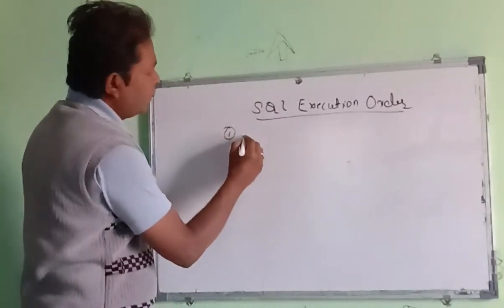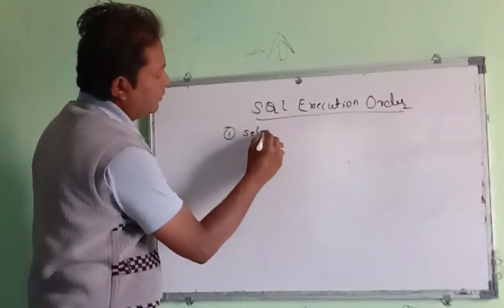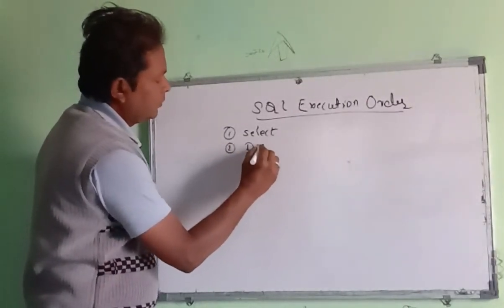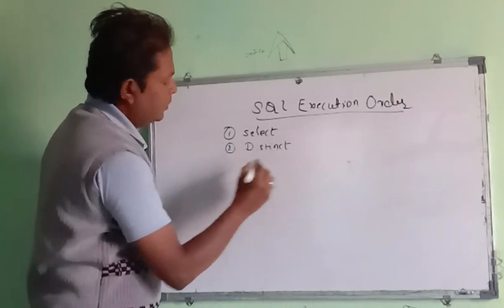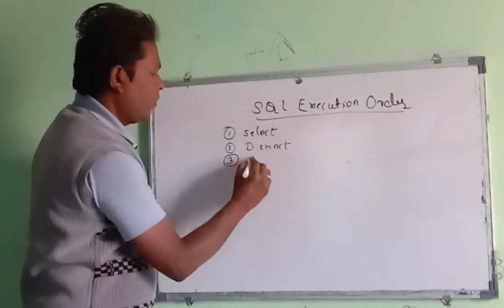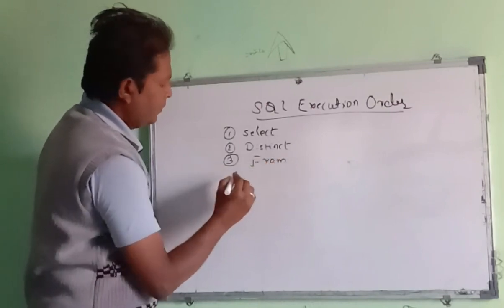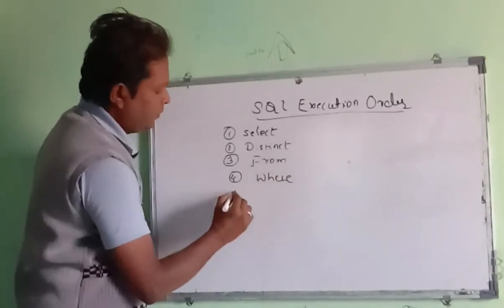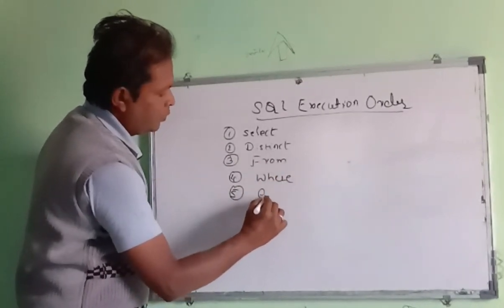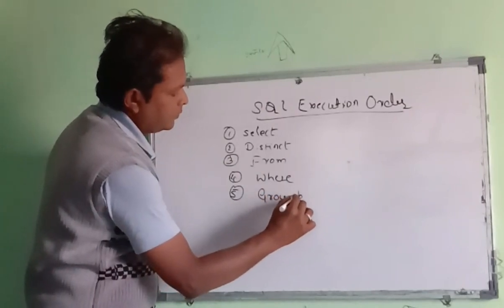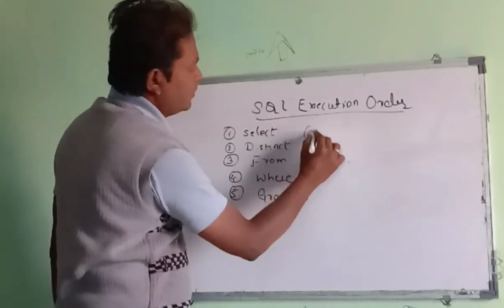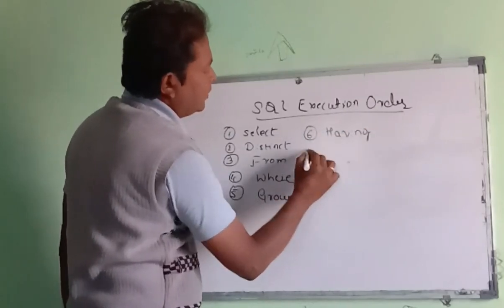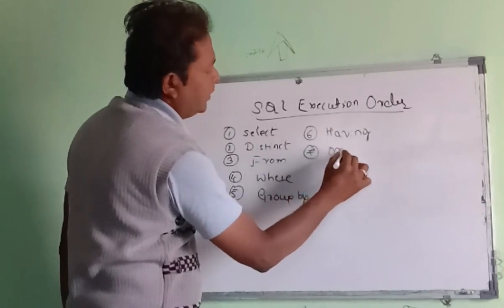So first one is select, then distinct, then third one is from, then fourth one is where, fifth one is group by, then sixth one is having, and seventh one is order by.